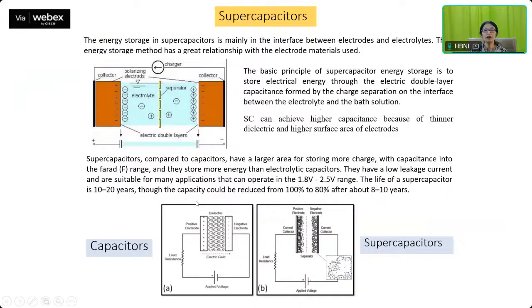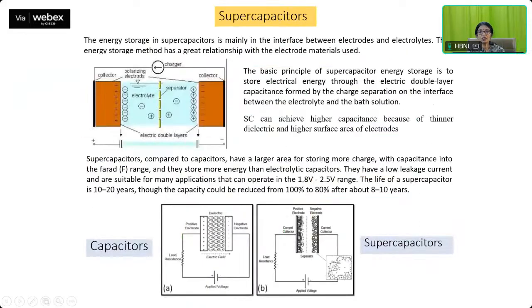The life of a supercapacitor is around 10 to 20 years. Though the capacity could be reduced from 100% to 80% after about 8 to 10 years, it will still function, but definitely the capacity is going to be less. So how can we define this? You have capacitors over here, with the dielectric material and your electrode plates. Whereas in the case of supercapacitors, as you can see, the surface area is increased and your D value is decreased, so your capacitance increases manifold.